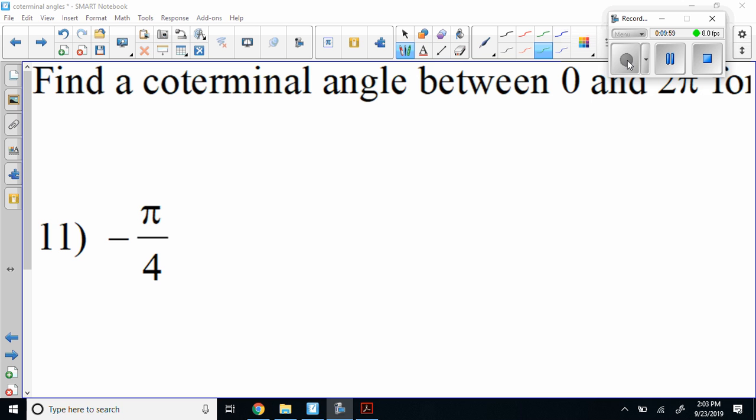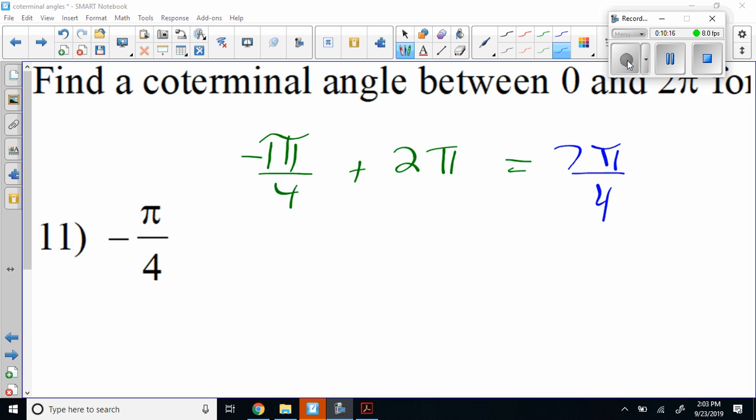I'm going to add, good. So I got negative pi over 4, and that's really negative 1/4 pi, right? Plus 2 pi. And you can do that on your calculators, and you come out with, guess what? 7 pi over 4. Questions? No, that's it. That's the answer. Yes, ma'am, you got it right.